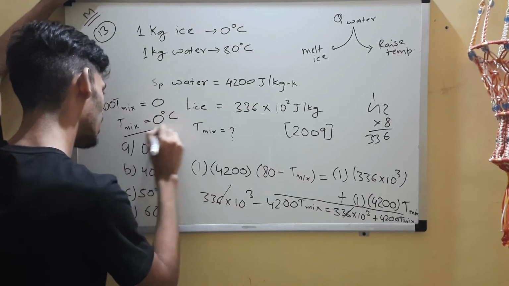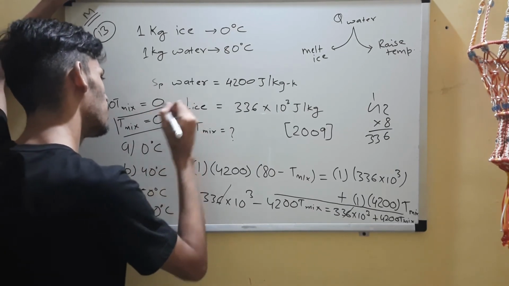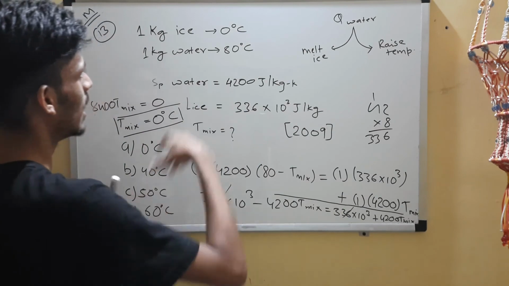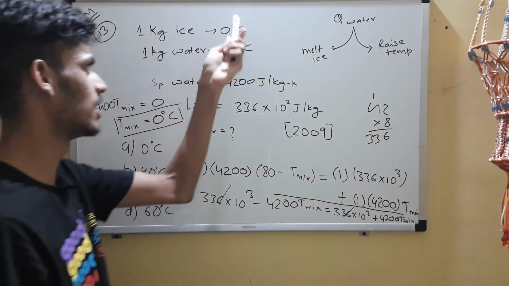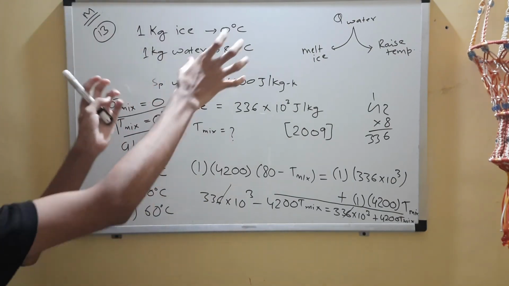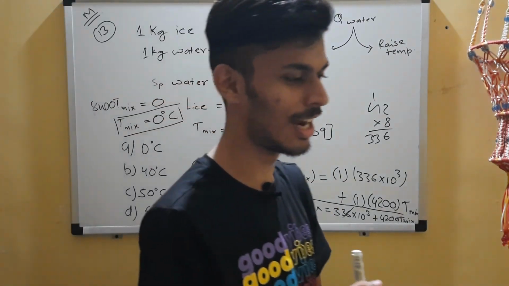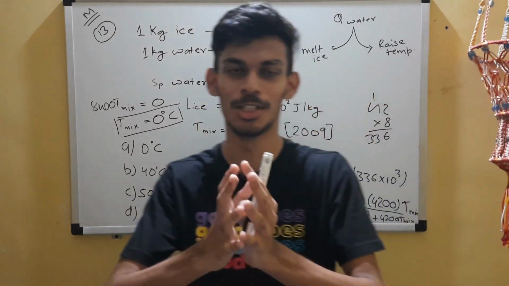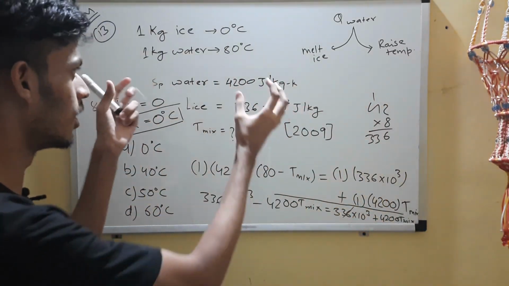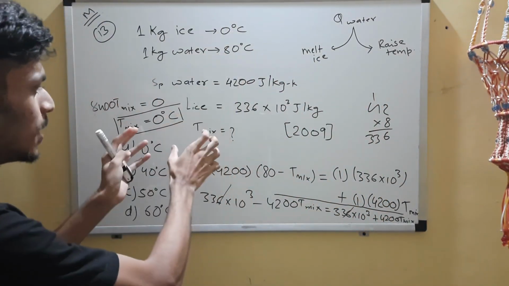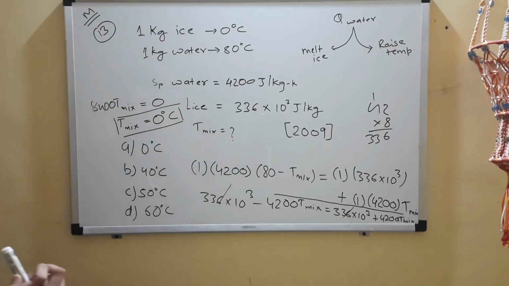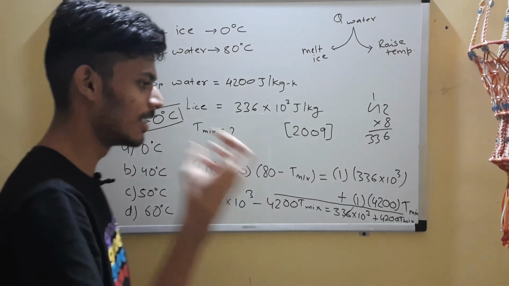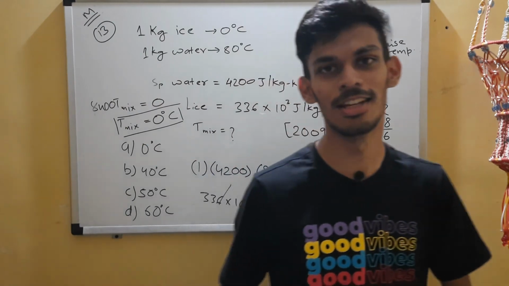So is this the correct answer? Some of you might have the notion that we begin with these two things, one at temperature 0 degrees Celsius, the other at 80 degrees Celsius, right? And since we mix these two, the temperature of the mixture should be somewhere in between the two, and we are getting the answer as 0 degrees Celsius. So my question to you, is 0 degrees Celsius the correct answer?